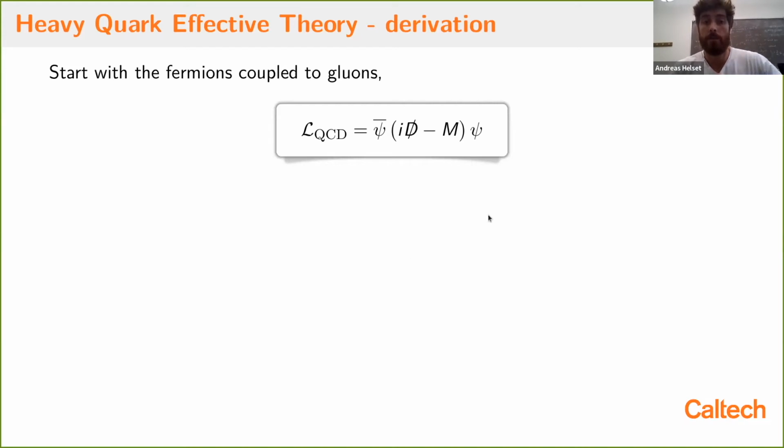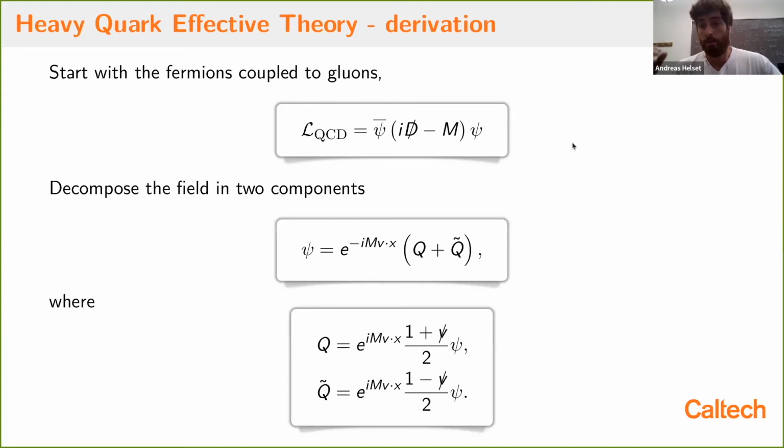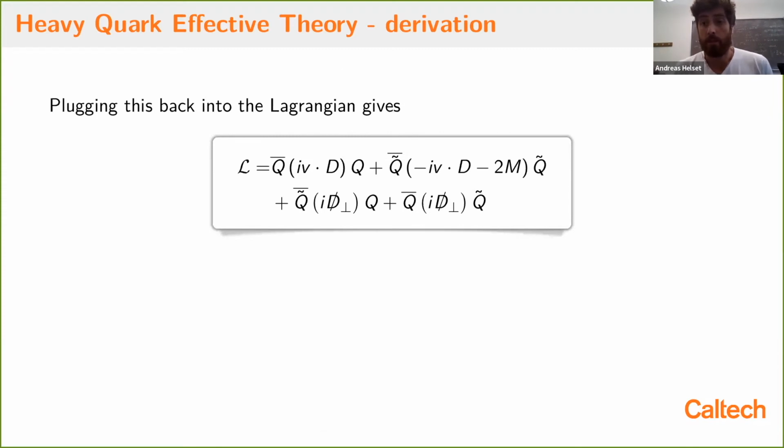We start with a fermion coupled to gluons, like here. Then we split the fermion field into two components, Q and Q tilde, defined through these projection operators, 1 plus v slash and 1 minus v slash. These projection operators will be relevant for us later on, so keep them in mind. Then we plug this back into the Lagrangian, and we get terms which depend on Q, some which depend on Q tilde, and some cross terms. But note that the Q term has no mass term, while the Q tilde term does.